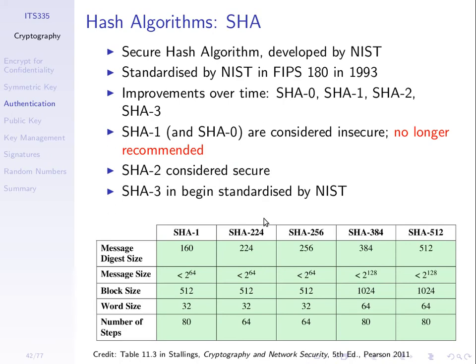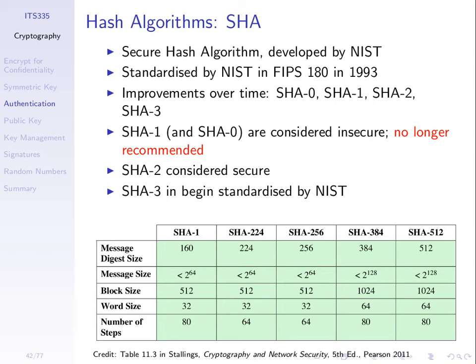SHA, the secure hash algorithm, was developed as an improvement and has gone over several variations. The original SHA, SHA-1, SHA-2, SHA-3 is being developed at the moment. SHA-2 is commonly recommended at the moment as being a secure hash function. SHA-1 and SHA-0 have some theoretical limitations and are not recommended in most cases. SHA-3 is being developed as the next version.